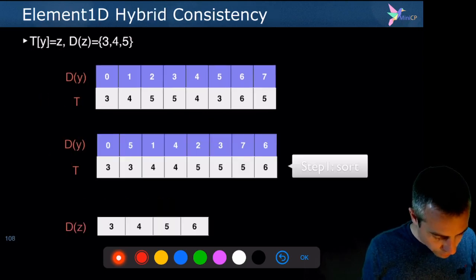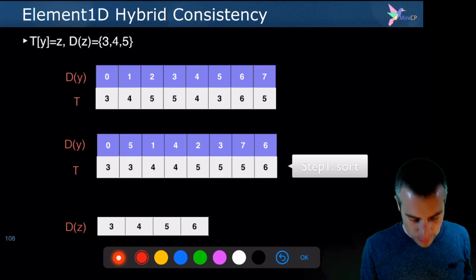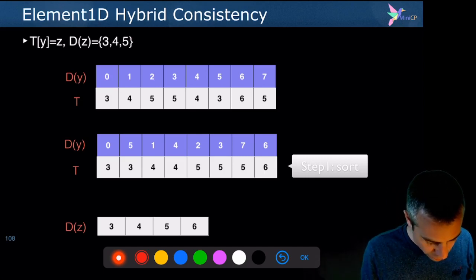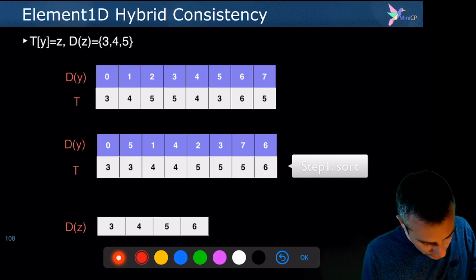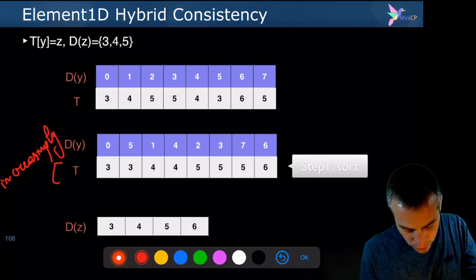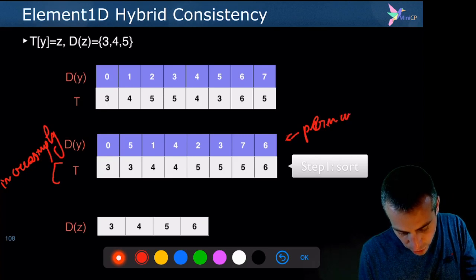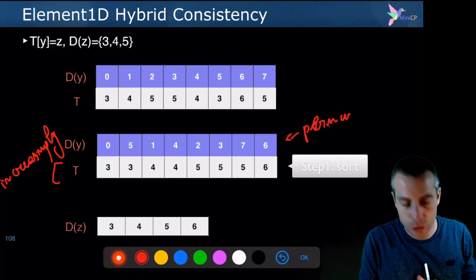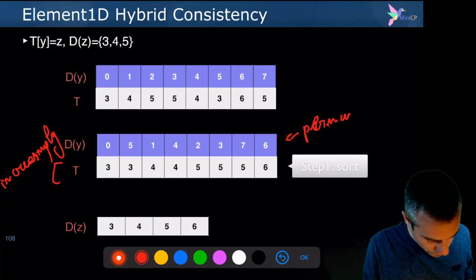So the first step, if you want to implement the filtering algorithm, is to sort. You will sort the array of values T increasingly, and you also store the permutation of the sort. The domain has been sorted as well, if you want, the permutation.